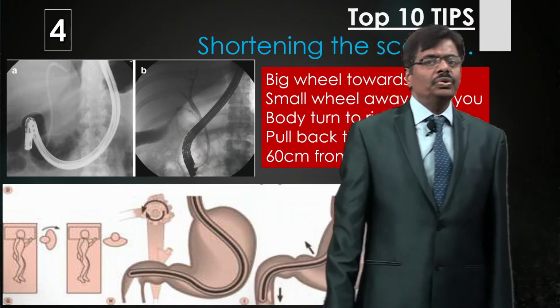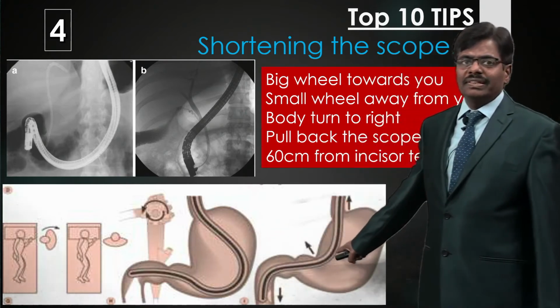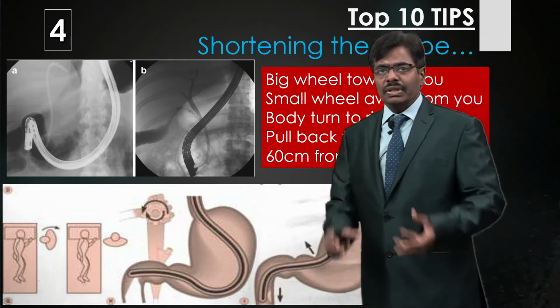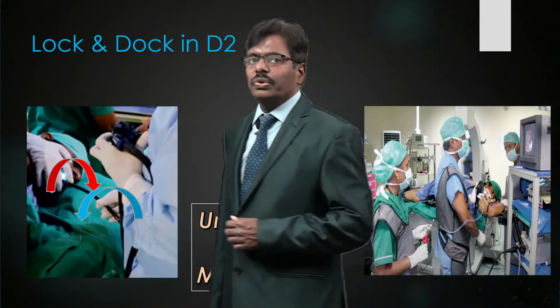So this is what you need to do, and this is the schematic representation. What was like this, it will become like this. Okay, so this is all because of this wheel, body movement, and the shaft pulled. So this is what you should do.